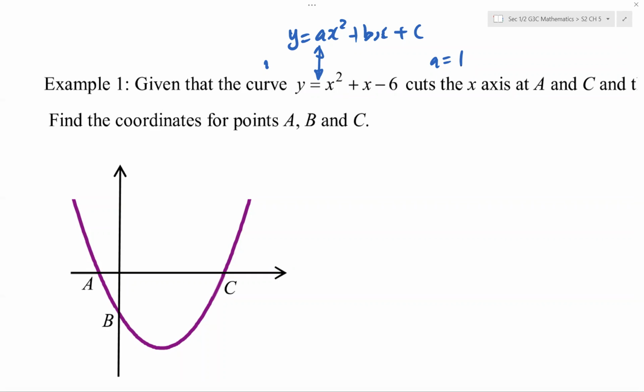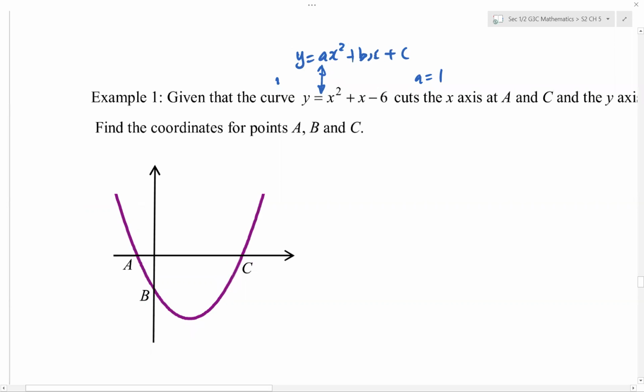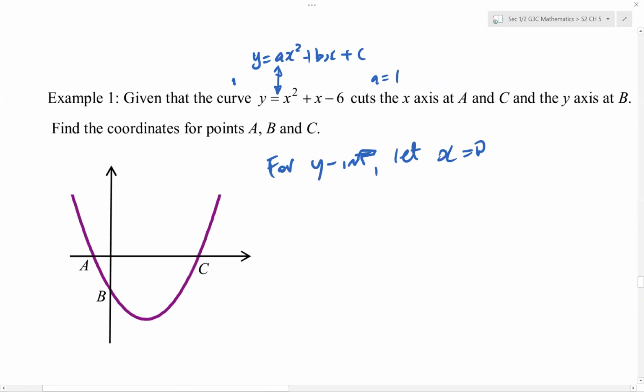Now, to find the intercepts, because that's what A, B, and C are, we need to let something be equal to 0. The easiest one will be the y-intercept. That is always the easiest, because we just let x be equal to 0. Every time, this is a sure one. Any graph it is, straight line, curve, cubic, and so on, when x equals 0, you are going to get a y-intercept.